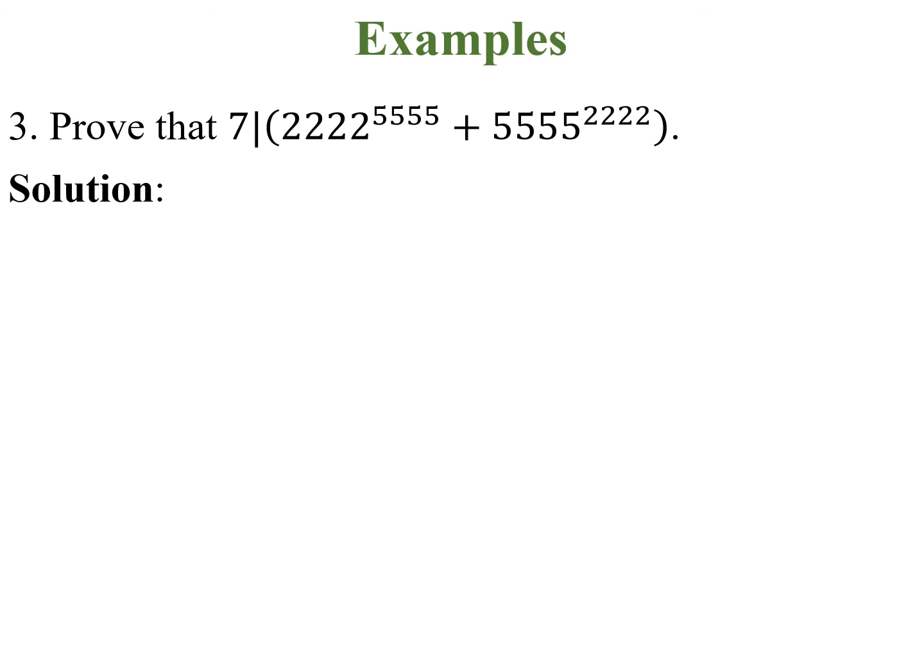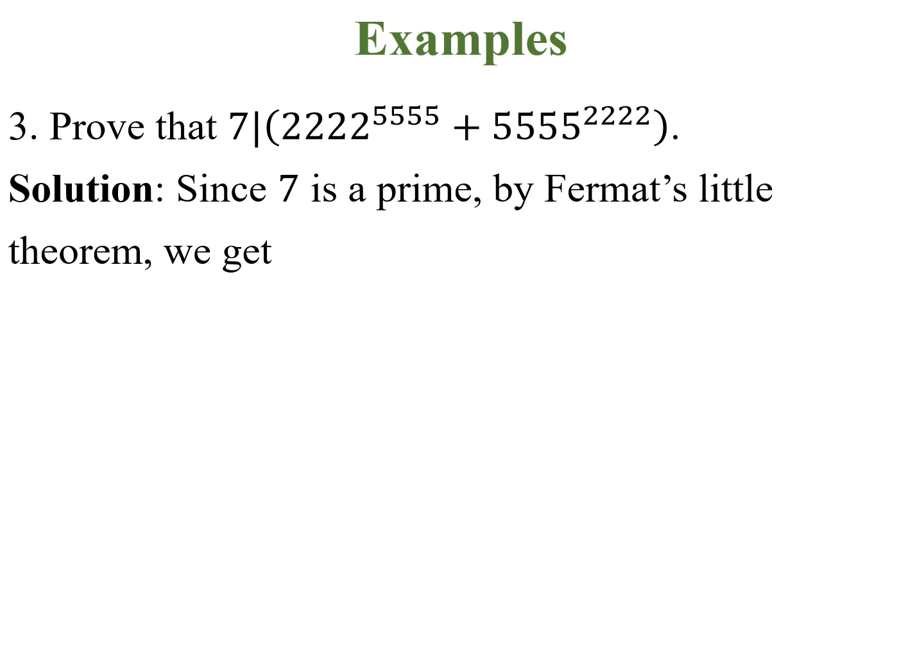Solution: 7 is a prime. Therefore, by Fermat's little theorem, we get 2222 raised to p minus 1 is congruent to 1 modulo p.